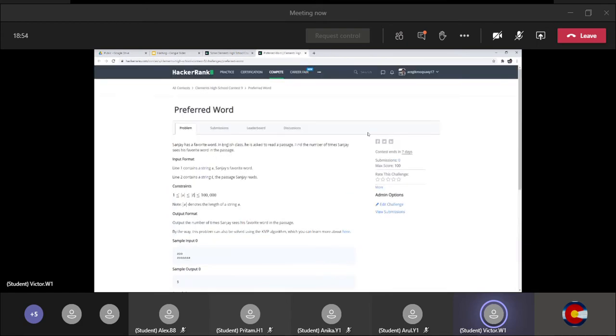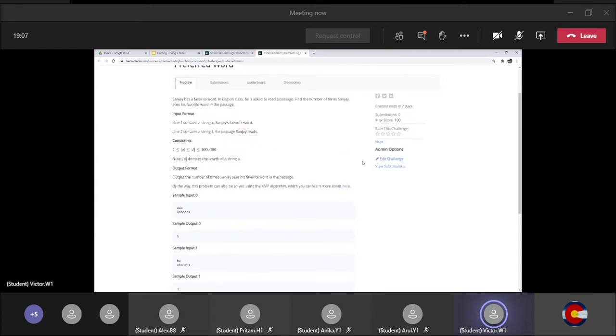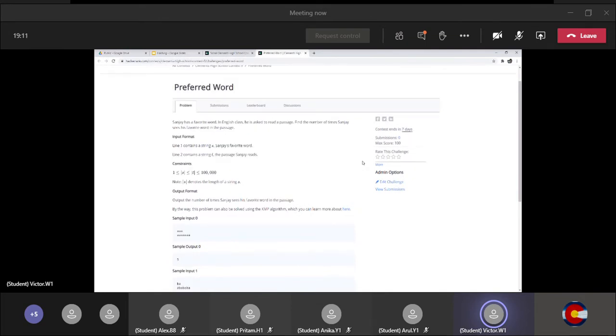So Sanjay has a favorite word, and in English class, he's asked to read a passage. And then we want to compute how many times Sanjay sees his favorite word in the passage. So basically, if we think about just doing naive string comparison, then you have to go through every substring of T that's of length S, and then do an S-length string comparison.